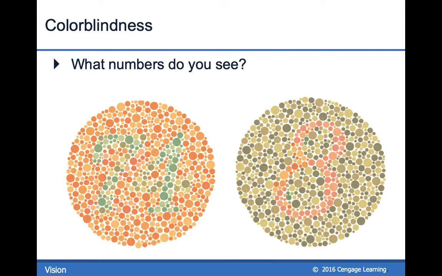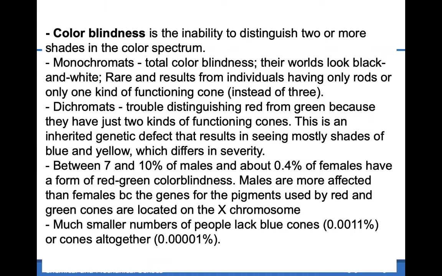So I want you guys to take a look at these circles made of the little dots. What numbers do you see? You're probably seeing a 74 on the left, maybe a 71, and then on the right side you're going to see an 8. If you can't see these numbers, or you're struggling to see the outline, you may have what's called color weakness or color blindness. And we're going to talk about this a little bit more.